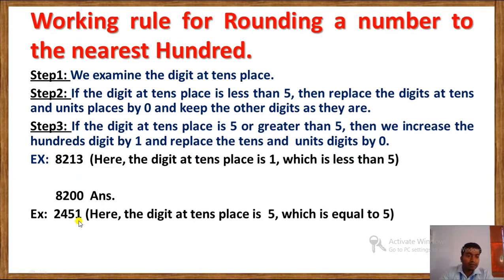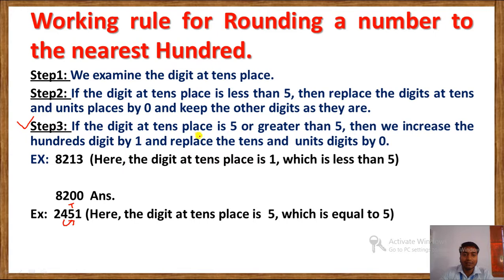Now see the next example. Here we have 2451. According to step number 1, we have to see the digit at the tens place, just the right side of the 100. Ones, tens, 100, and just right side of the 100 we have 5. Now clearly you can see 5 is equal to 5, so we have to follow step number 3.